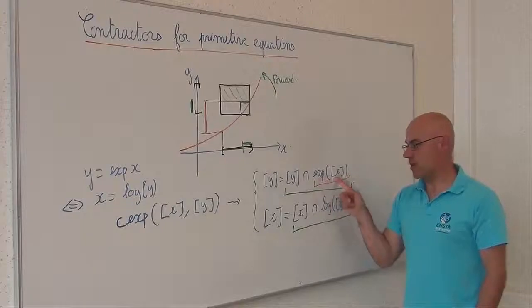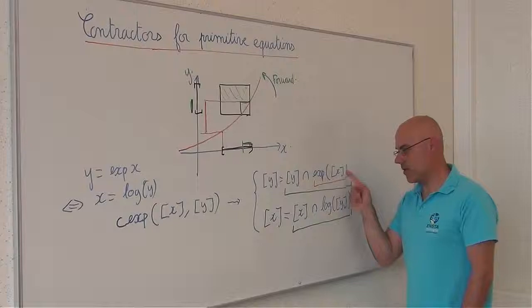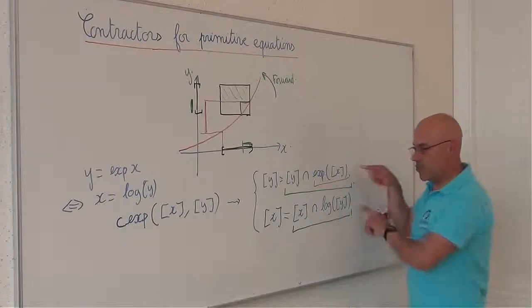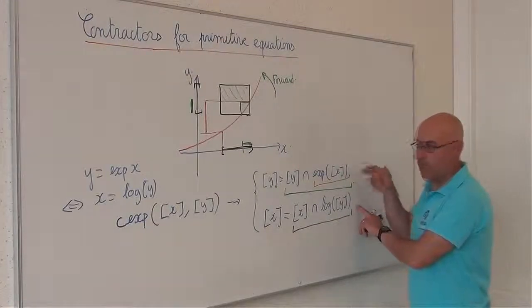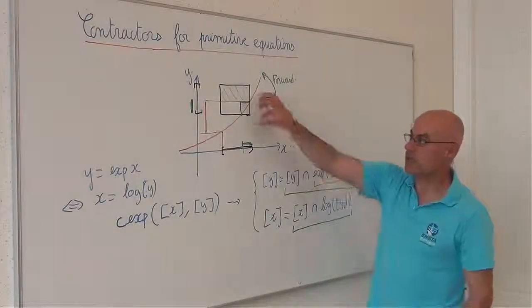Again, I have to use interval arithmetic to compute the exponential and the logarithm of the interval, and applying these two operations, twice interval arithmetic, then I will obtain the optimal contractor.